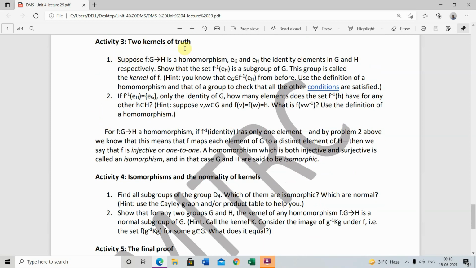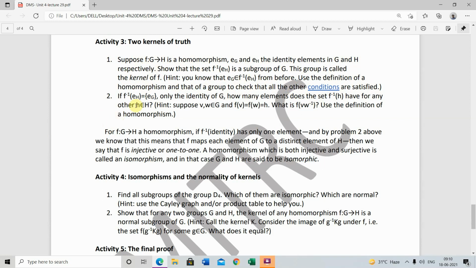Activity 3. Two kernels of truth. Suppose f from G to H is a homomorphism, with e_G and e_H the identity elements of G and H respectively, so that the set f inverse of e_H is a subgroup of G. This group is called the kernel of f. And you know e_G belongs to f inverse of e_H from before. Use the definition of a homomorphism and that of a group to check that all the other conditions are satisfied.